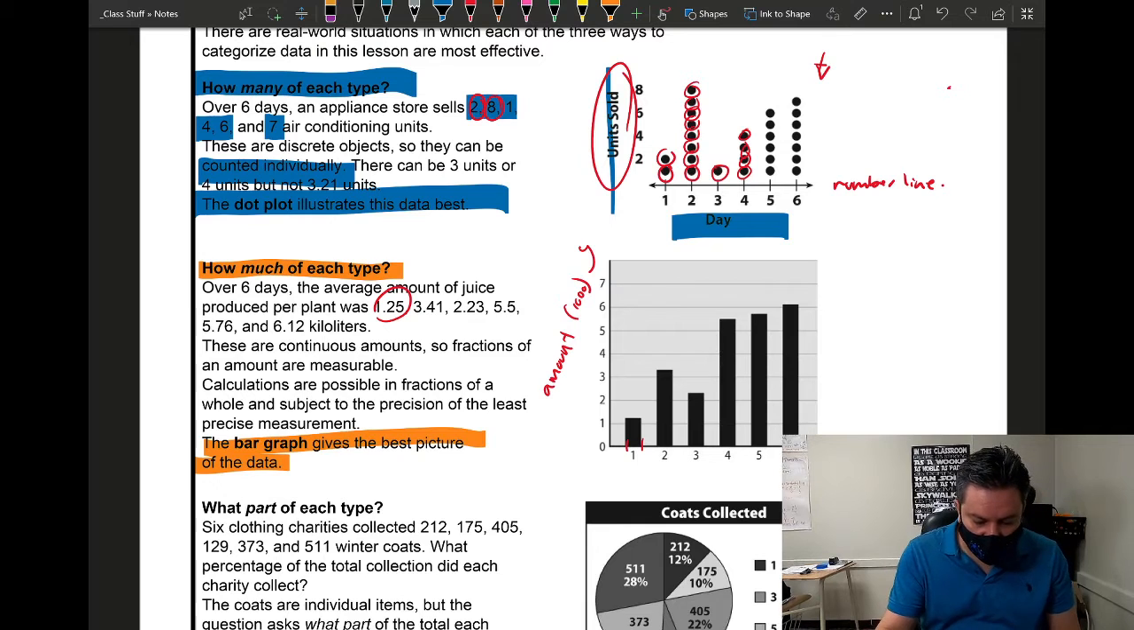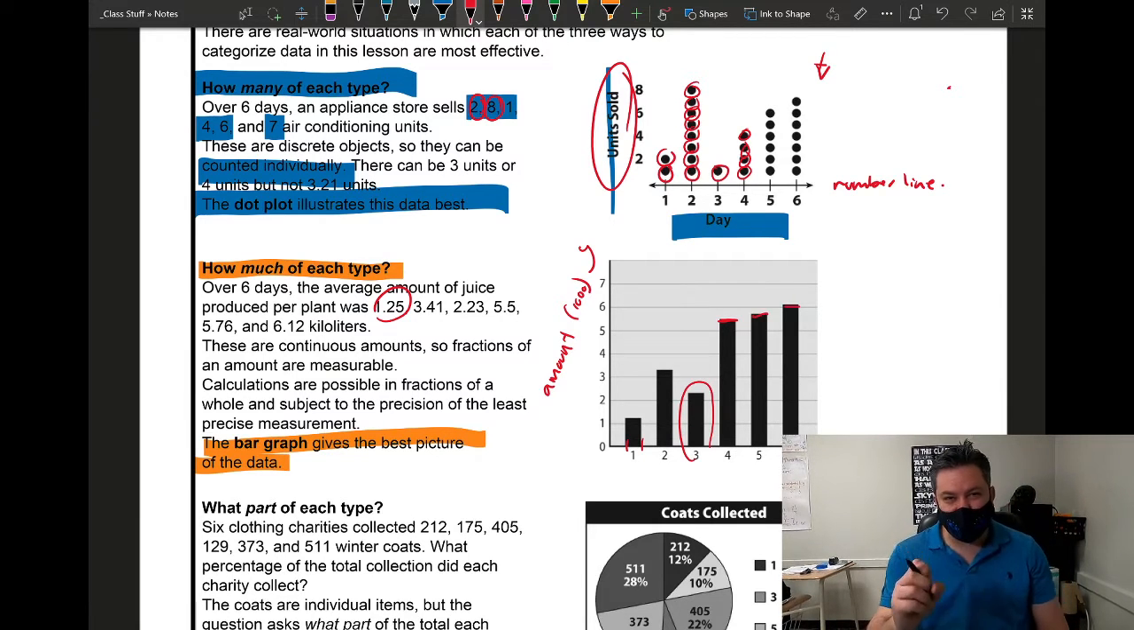And then the third day is 2. Let's see, 2, then 2.23 right here. And then we have 5.5. If you notice, this bar is between 5 and 6. That's what we want. And then we have 5.76, just a little bit more, and then 6.12, just barely above 6. So on bar graphs, you can graph decimals and fractions. It is measurable.